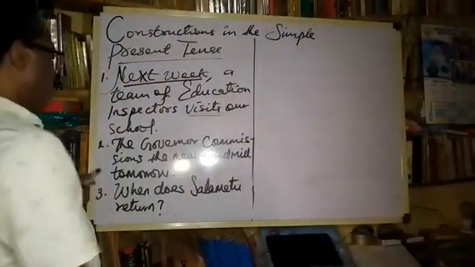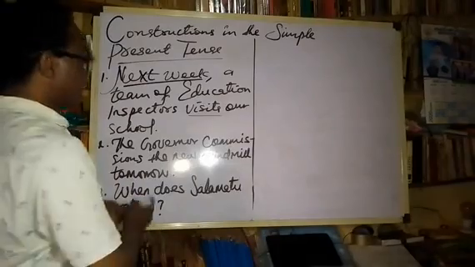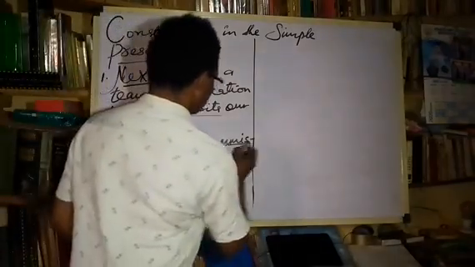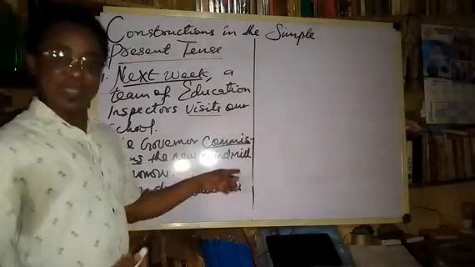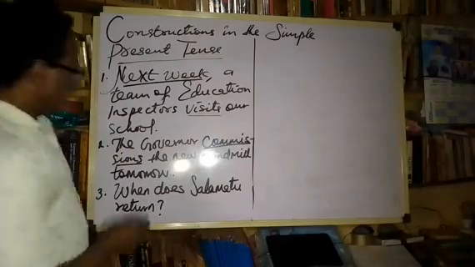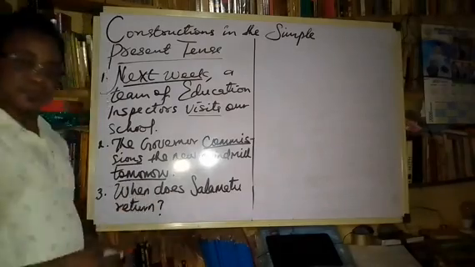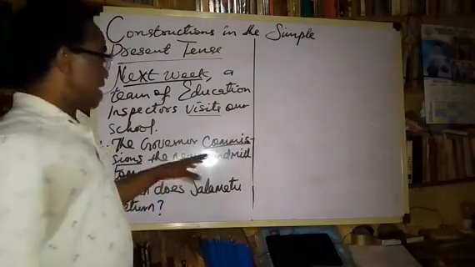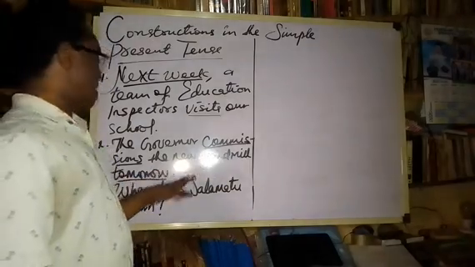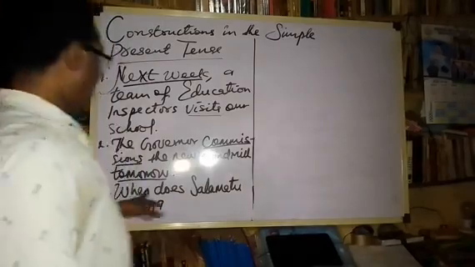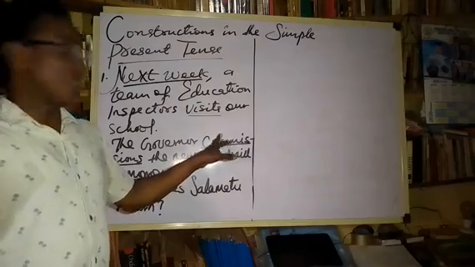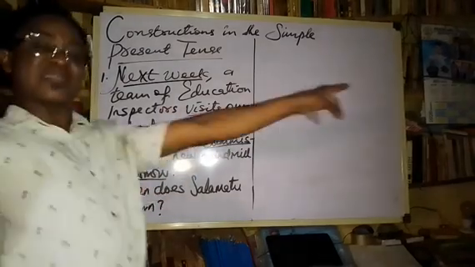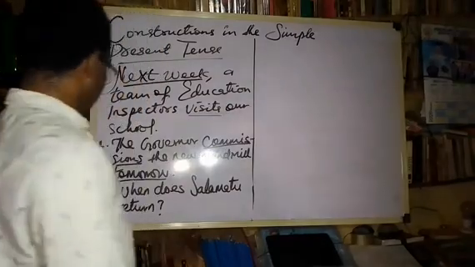Sentence 2. The governor commissions the new windmill tomorrow. The time expression is tomorrow. Tomorrow tells us when the governor commissions the new windmill. Tomorrow is a time expression. The verb commissions is simple present, but the time expression tomorrow makes it express a future action.